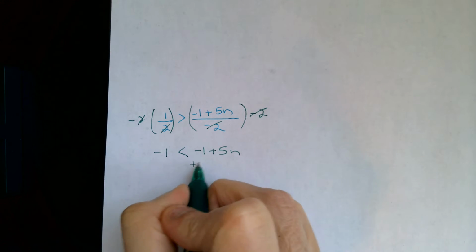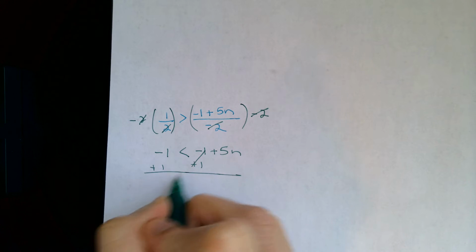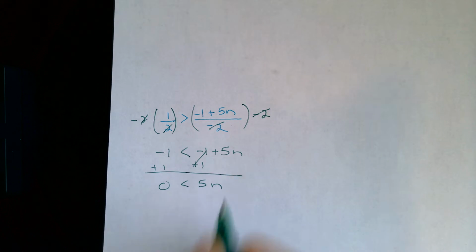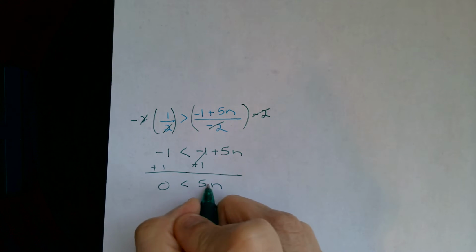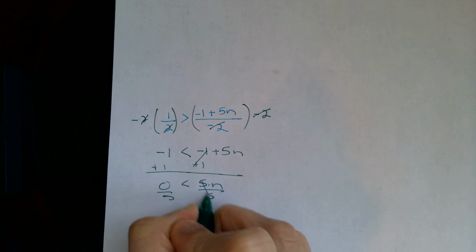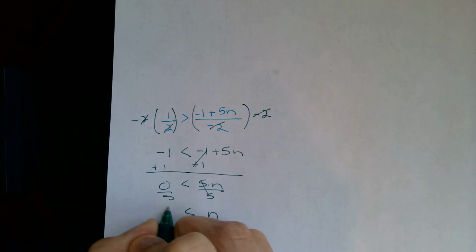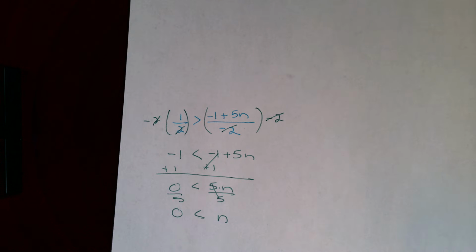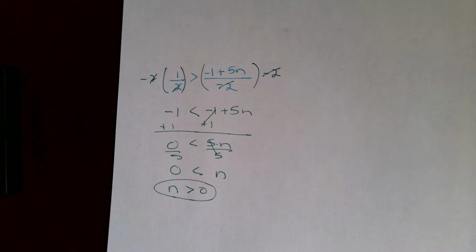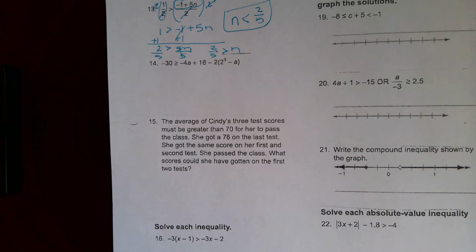Now I'm going to add my 1. 0. Let's see if you guys got this right. Divide by 5. 0 divided by anything is 0. So that is correct. Or if you rewrite it like that. Did you have that? If so, you are well on your way to an incredible grade.